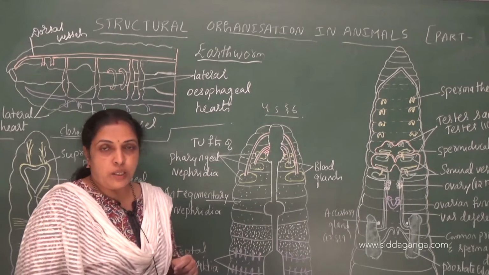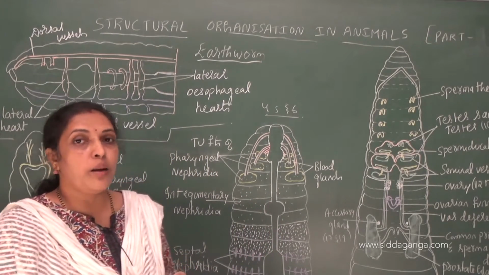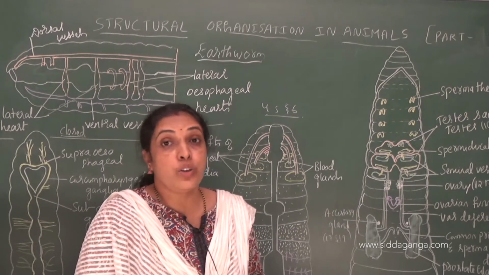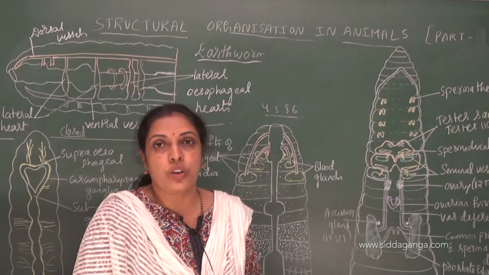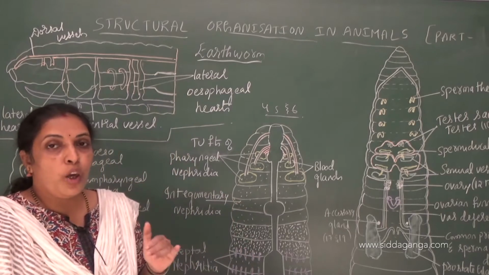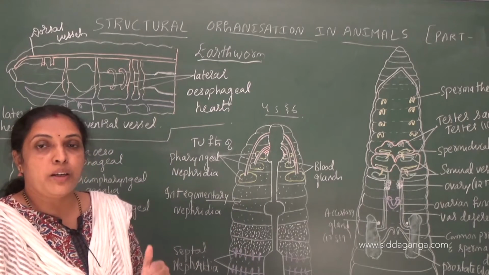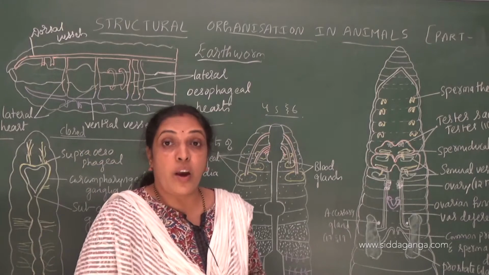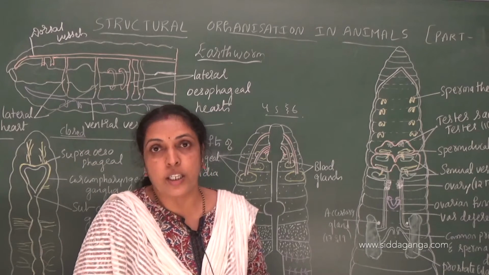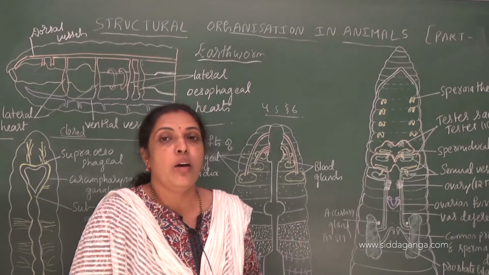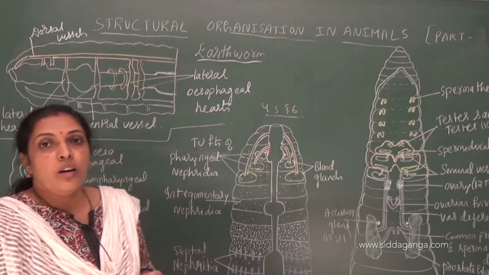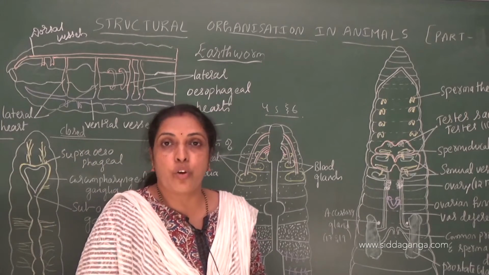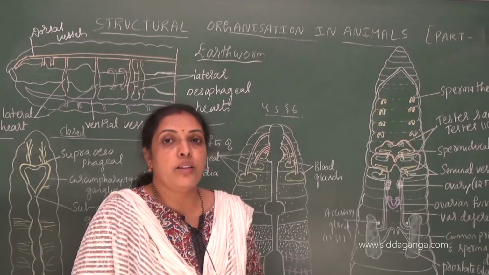Hemoglobin is present, but it is not present in RBC, it is present in plasma. Hemoglobin is dissolved in plasma, understood. Here in earthworm, hemoglobin is dissolved in plasma. Blood cells are phagocytic in nature. Phagocytic means they can engulf the microbes or foreign substances which enter into our body, thereby providing immunity.